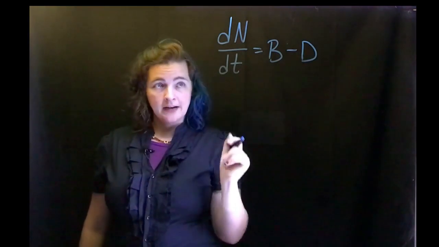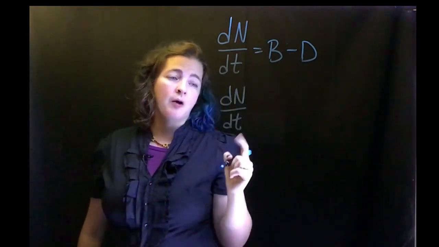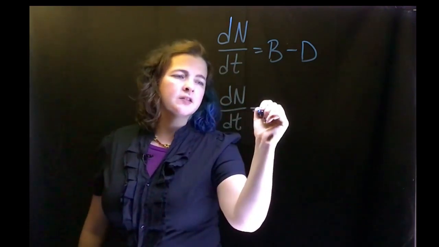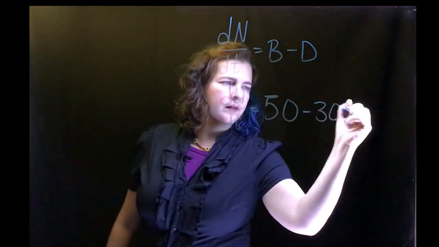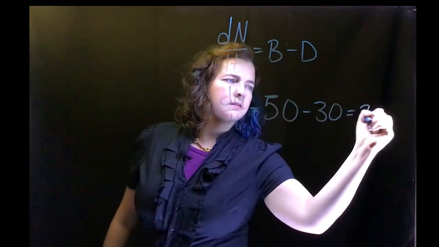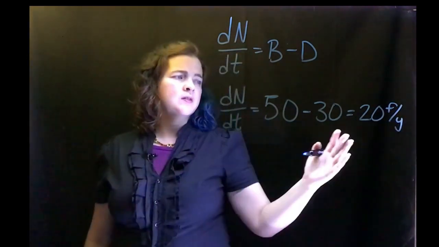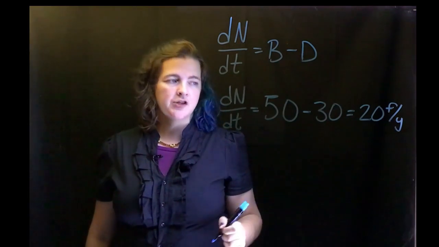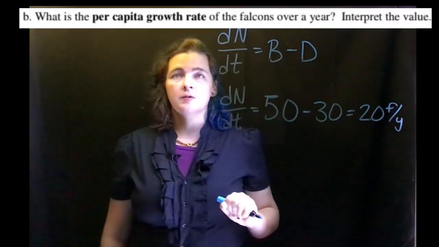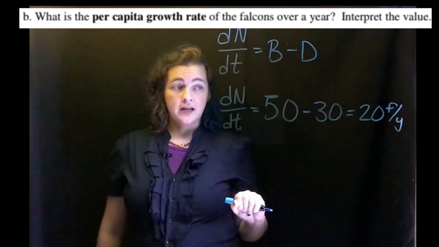So looking at the information given, dN/dt, the change in population over change in time, is going to be 50 minus 30, giving us 20 falcons per year. So this is stating that every year 20 falcons will be added to the population. Let's look at the next part of this question. What is the per capita growth rate of falcons over a year?